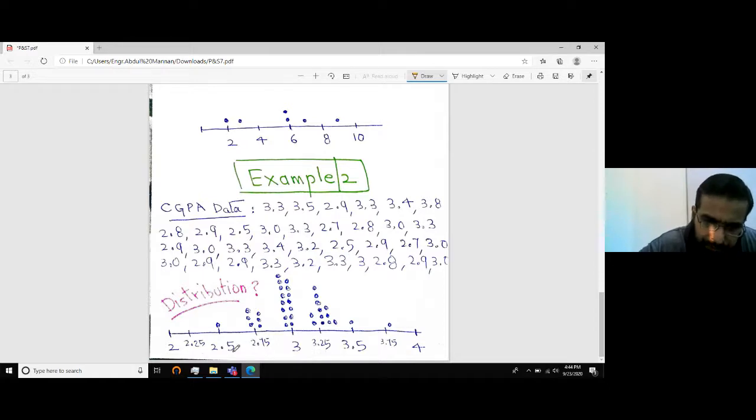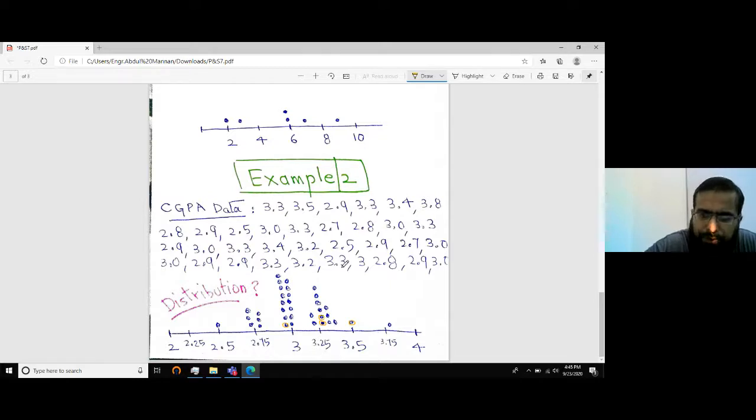We will draw a horizontal line first, and then we'll look at 3.3. Where is 3.3? This is 3, this is 3.25, this is 3.3. So we'll put a dot here, 3.3. The first dot will be placed here, and then the next data point is 3.5. So then we will put a dot here. The next data point is 2.9. We'll put a dot here. Oh, sorry. We'll put a dot here, a dot at 2.9. Then we have 3.3. Where is 3.3? This one, 3.3. So we'll put a dot here.